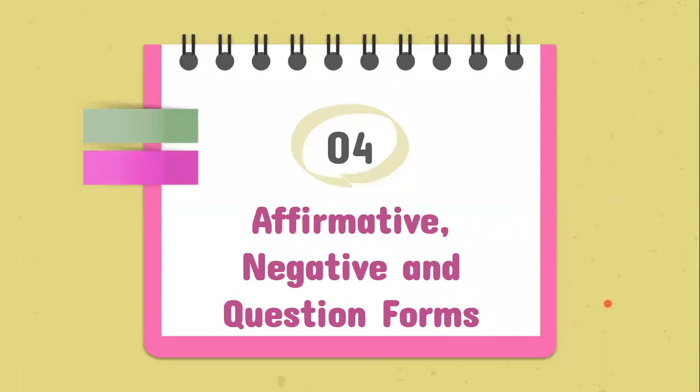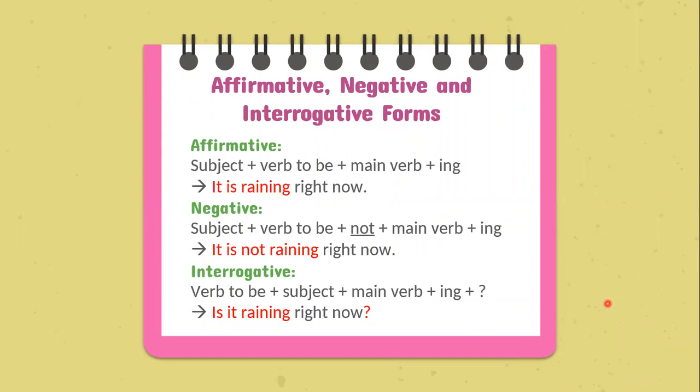All right. Last but not least, affirmative, negative, and question forms. The affirmative sentence is the simple sentence in which it starts with the subject. We know that what comes after the subject in the present progressive is the verb to be, then the main verb plus ing. For example, when I say it is raining right now, that's the affirmative form for the present progressive tense. Subject, it, is, verb to be, main verb, rain plus ing. It is raining. That's the affirmative form.